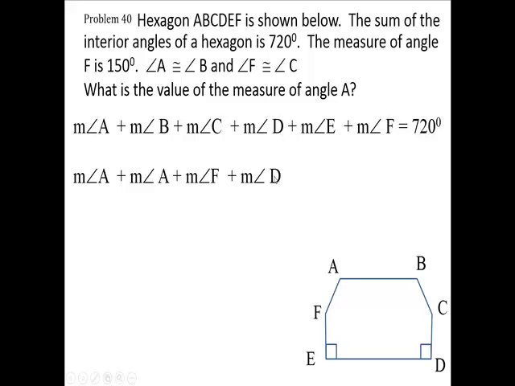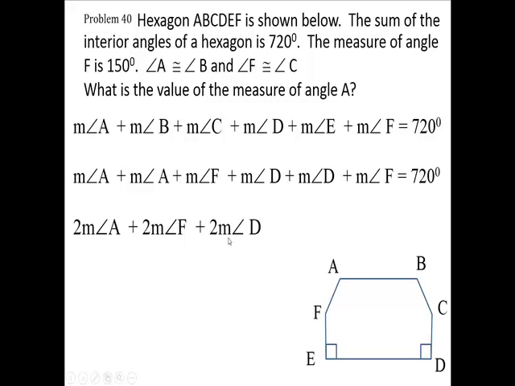We have D, and we know that D and E are right angles, so they're the same. So in place of E, I'm going to write another D. And I have F here, and it's still 720 degrees. Now I have A and A. That's two A's, so twice the measure of A. You have F here and this F, that's two F's. And you have D and D, two D's. So twice the measure of A, twice the measure of F, twice the measure of D. That's still going to be 720 degrees.